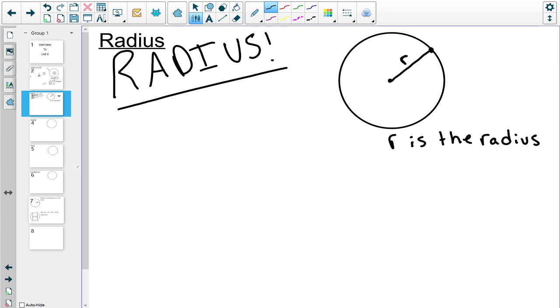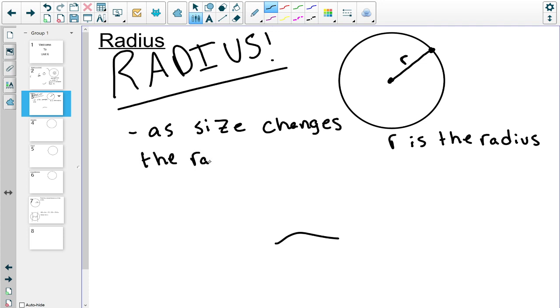And the radius is from the center point to the edge of the circle. And as the size of the circle changes, the radius will change. I know that makes sense and it seems obvious, but it's an important property to remember.